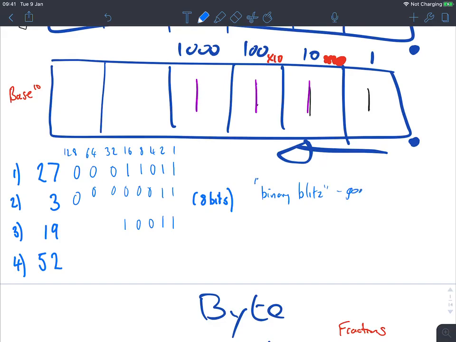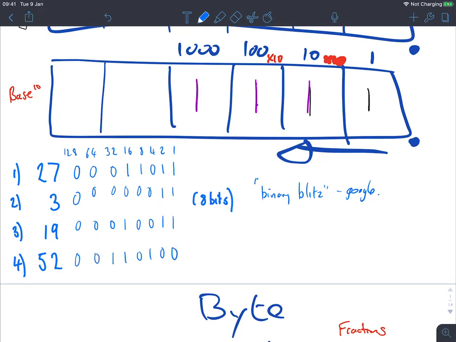If you Google this, it's a fun little game you can play just to make sure you're really crystal clear on how it all works. Finally 52: 64 is too big, so we go in at 32, that leaves 20, 16 goes in, that leaves 4, so 1, 0, 0.